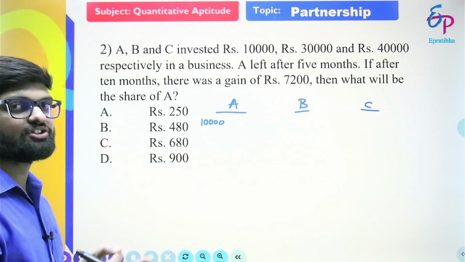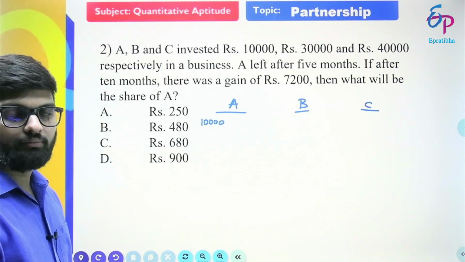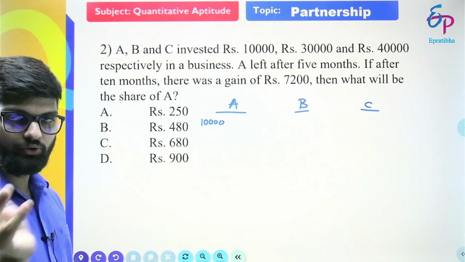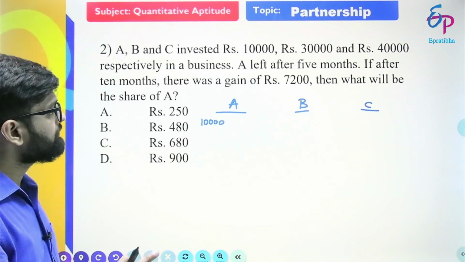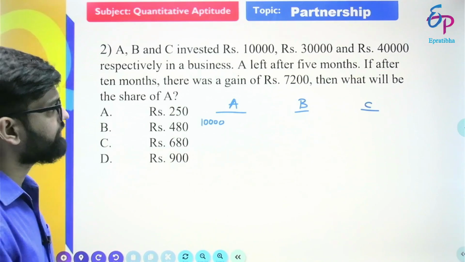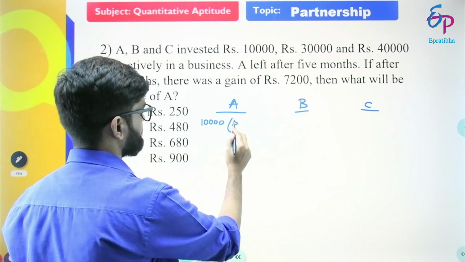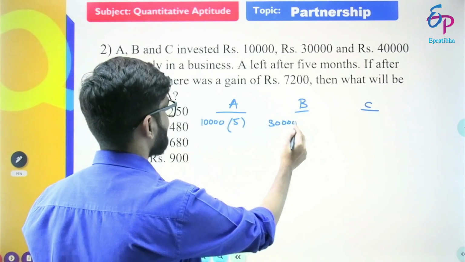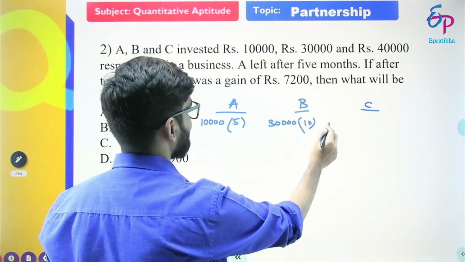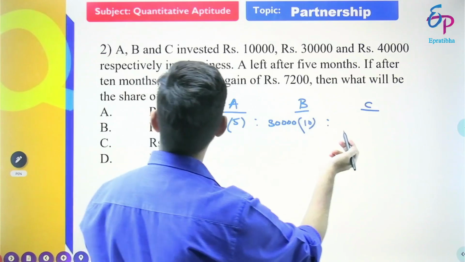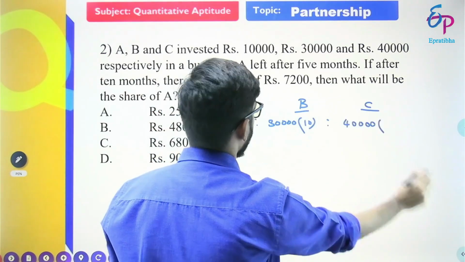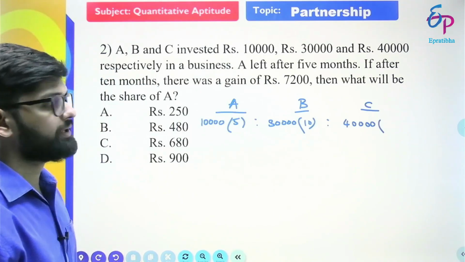That means the partnership company, before looking into the profits, is checking from the start date for only 10 months. So 10 months means A is only there for 5 months, and B will be there for 10 months, and C will be there for how much? He is investing 40,000, and how many months will he stay for?